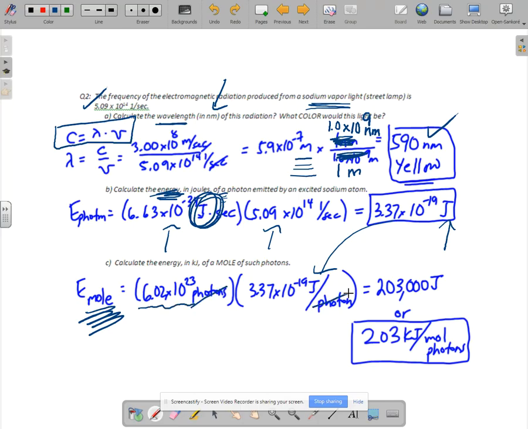Okay, so the photons cancel out. That would be the total energy of a mole of those photons. And of course, it would be totally natural to convert that to kJs. All right, so pretty easy stuff, just a little bit of plug and chug.